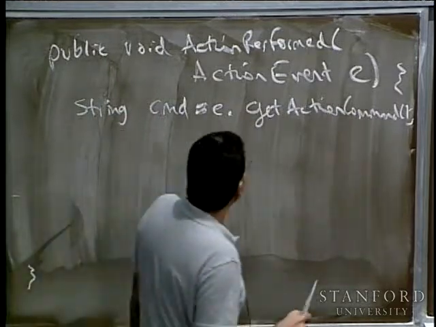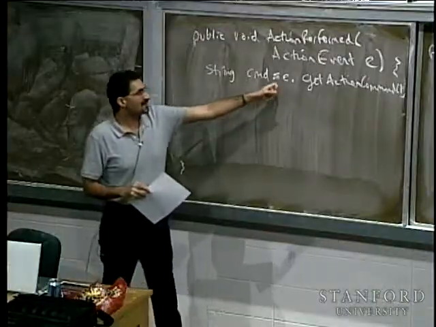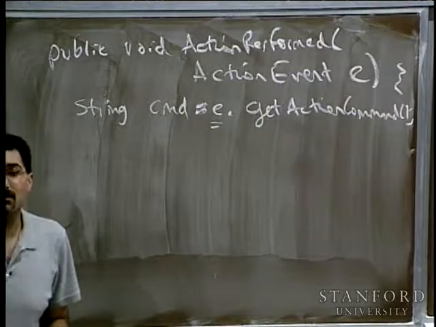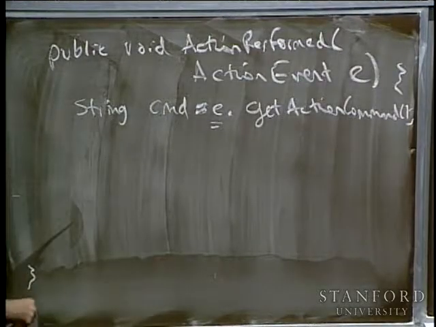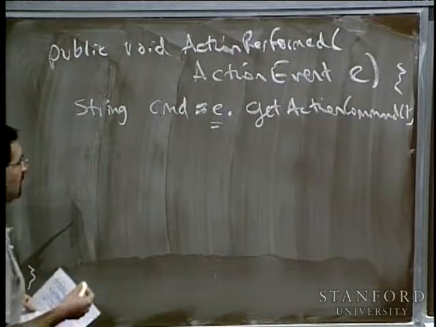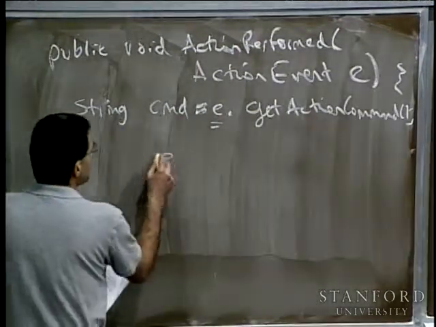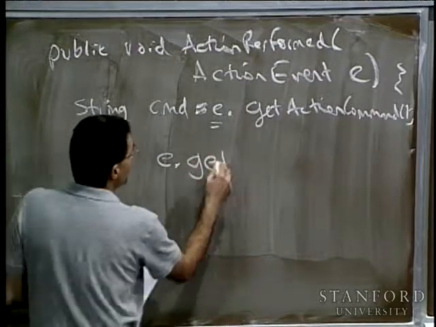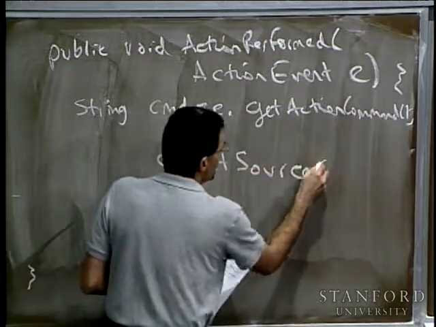It turns out there's something else you can ask this action event E for other than the action command. You saw this very briefly last time in the program that we did, and you're going to see it a little bit more now, so I want to spend a little bit more time on it. You can say, hey, E, what I want to get from you is not the action command, I want to get the source of the action.